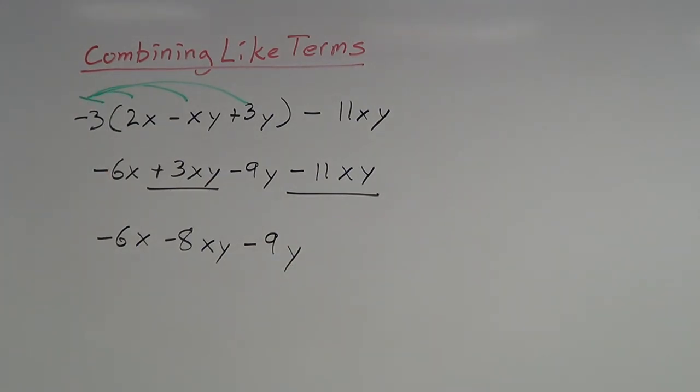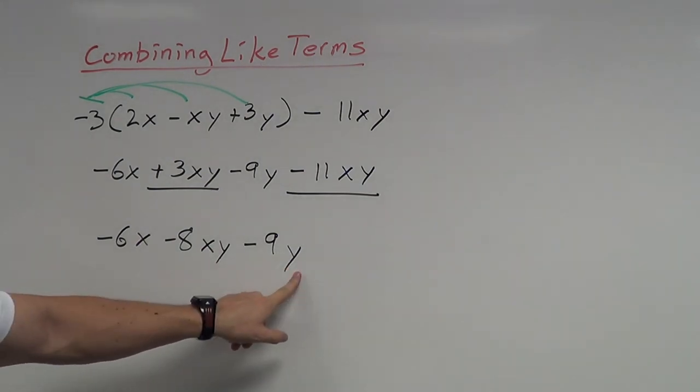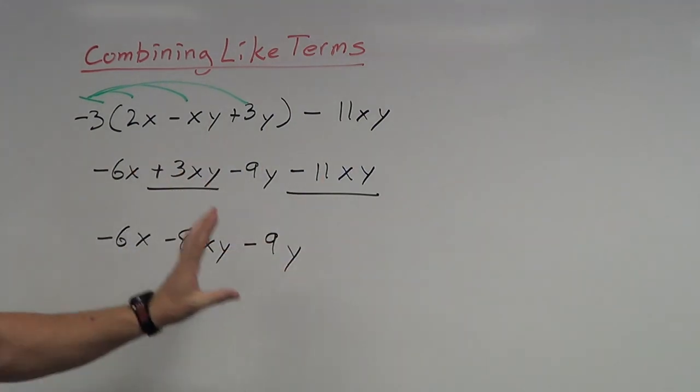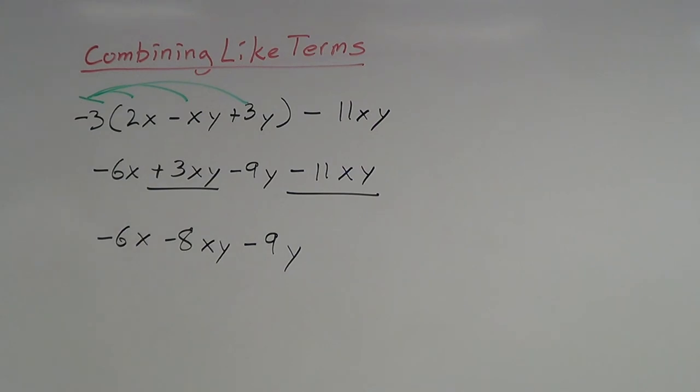Now, when you rewrite this, usually you want to put these in alphabetical order. So notice here that I have my x's first, then my xy's, then my y's. So notice that with two variables, I have my x's to the left, and then my y's to the right, and any combinations are going to be in the middle. That's how you normally would write this. It doesn't really matter, actually, which order you write this in, but that's normally how everybody writes it.